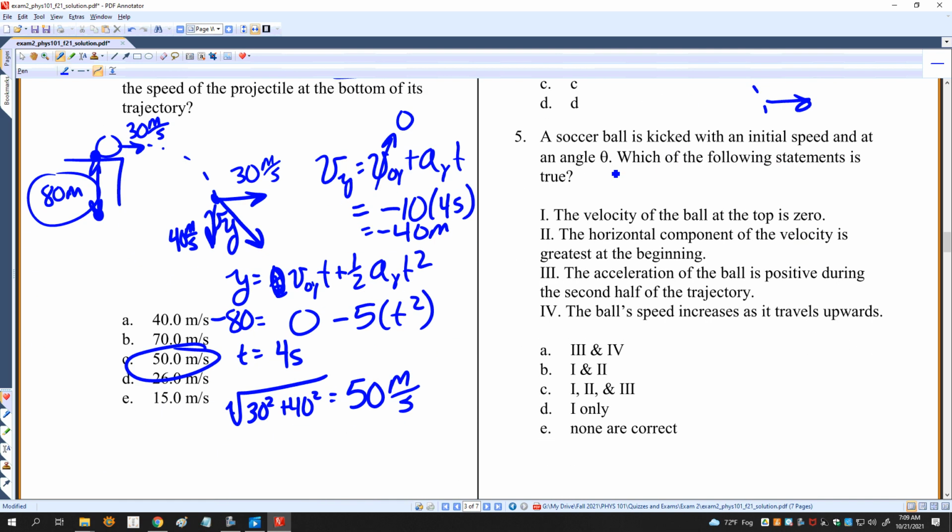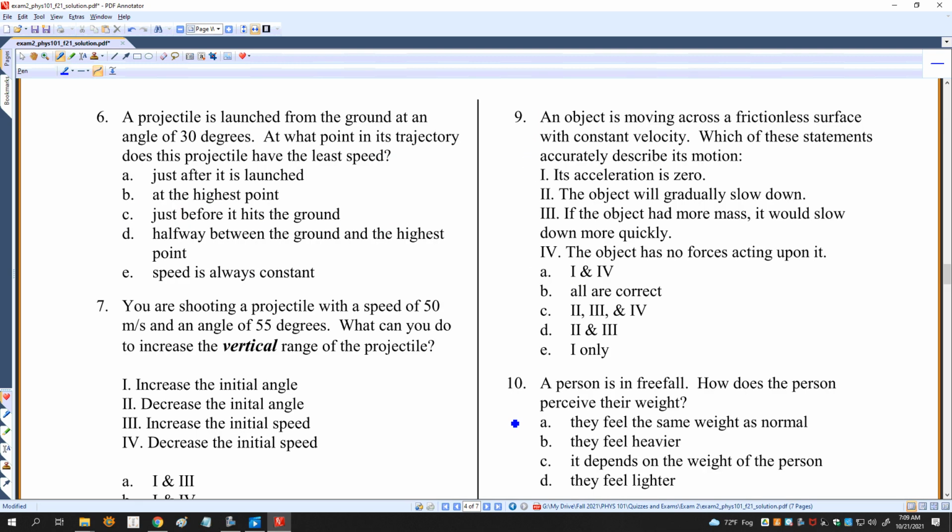Soccer ball is kicked with an initial speed. Which of the following statements is true? The velocity of the ball at the top is 0. That's not true because it will have a velocity in the x direction. The horizontal component of the velocity is greatest at the beginning. Nope, it's always the same. The acceleration is positive during the second half. Nope, the acceleration in the y direction is always minus 10. The acceleration in the x direction is always 0. The ball's speed increases as it travels upward. In fact, the ball's speed decreases. So that's not correct either. So E is the right answer.